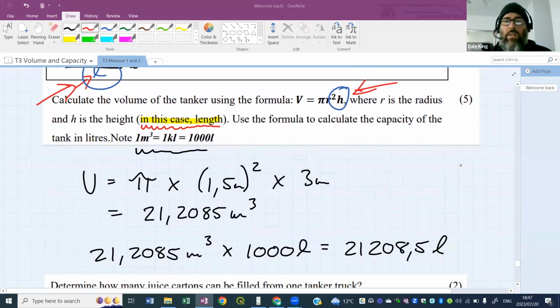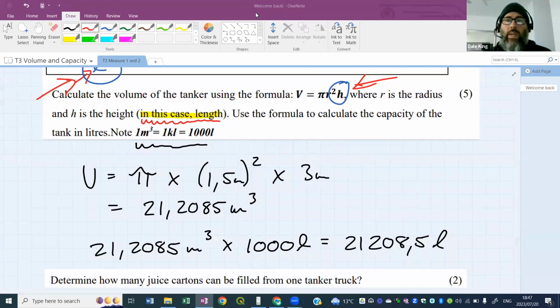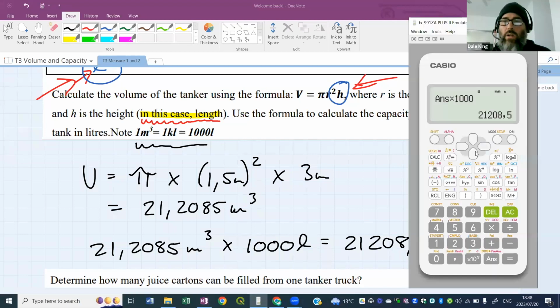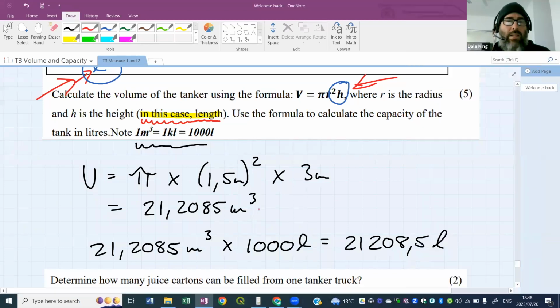Let's come back to the answer now. Are we all happy with this answer? Isabella, check the calculations and see where we are different. Okay, I'll show you what my calculator has on it. It's 3.142 times 1.5 squared, and then you multiply by 3. That should give you 21.2085 meters cubed. And every meter cubed is 1,000 liters. So I take my 21.2085 cubic meters and times by 1,000 to get 21,208.5.